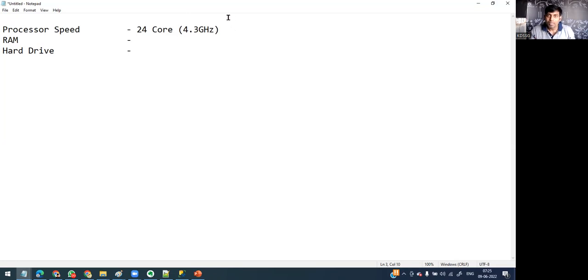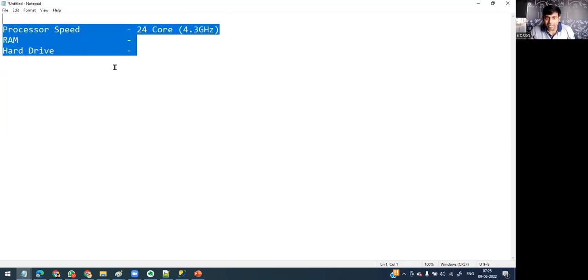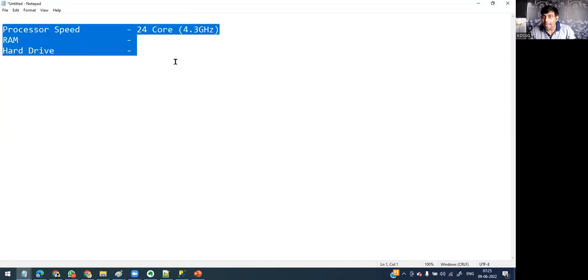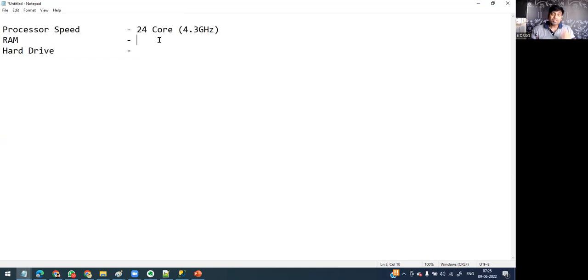Perfect. RAM is a storage device, sir. Hard disk is also a storage device, and RAM is a storage device. I told you yesterday, whatever I typed in the notepad now is temporary. That means all this data is getting stored where? In the RAM. RAM is compulsory for every system. How much RAM will your system have, sir?